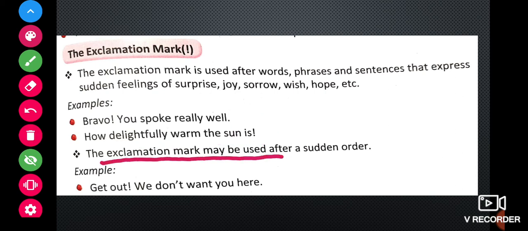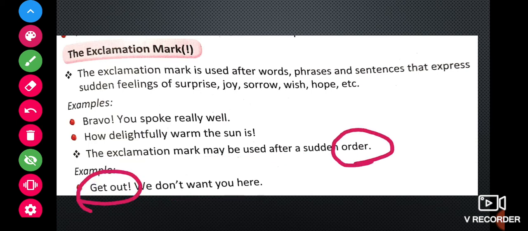The exclamation mark may be used after a sudden order. For example, get out! We don't want you here. So here get out is an order. So in case of order too, we use exclamation mark.